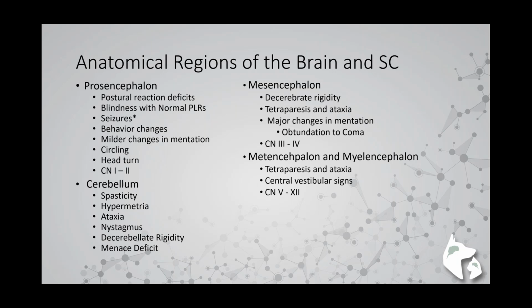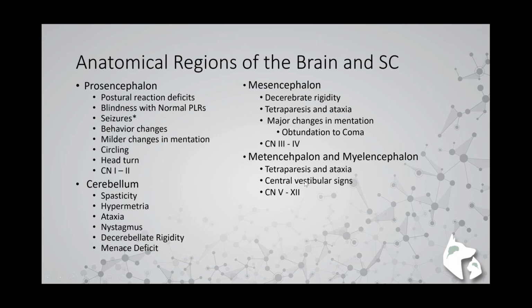Behavior changes, minor changes in mentation, so those dull or obtunded patients, we'll worry about the forebrain. Circling behavior, head turns, not necessarily tilts, but turns, and then those cranial nerves 1 through 2. We talked about the cerebellum a little bit, but over-exaggerated, very spastic, very uncoordinated types of movements we will see. There's some special postures called decerebellate rigidity that we'll show a picture of at the end. And it is possible to have a menace deficit for patients with a cerebellar lesion.